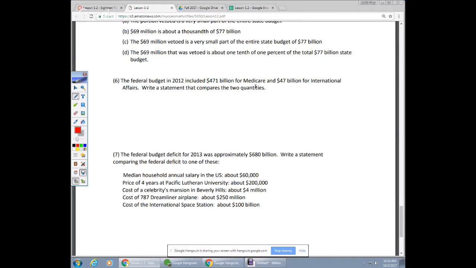So in part 6 here, you're asked to compare 470 billion to 47 billion. So how can I make that comparison? Give me two numbers I could use in the comparison.